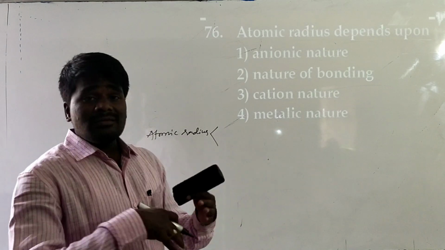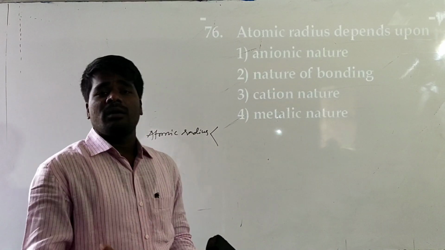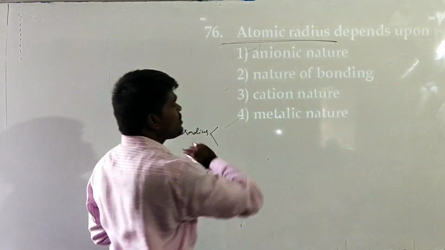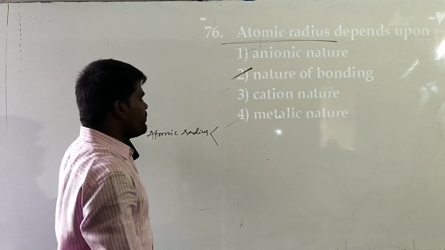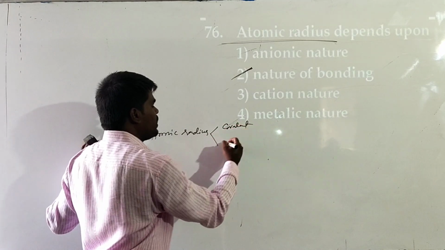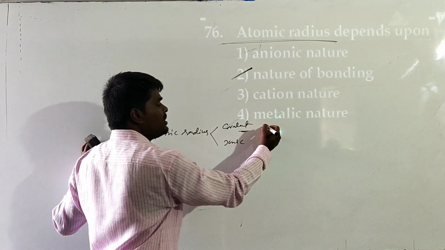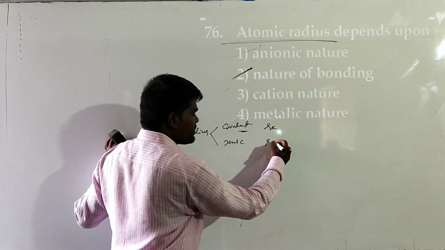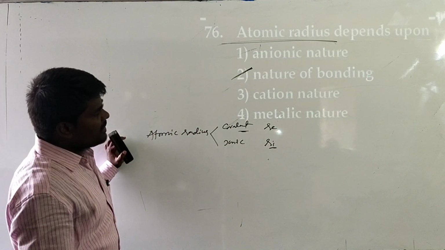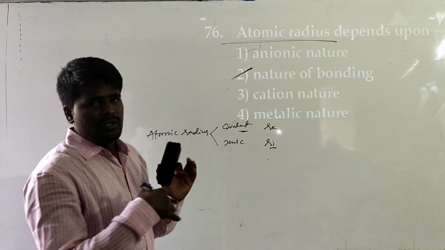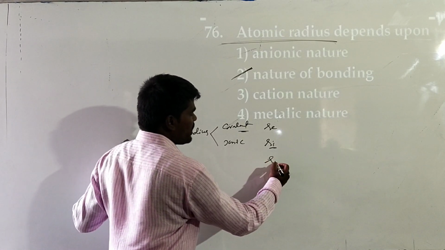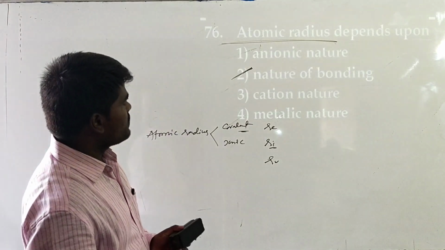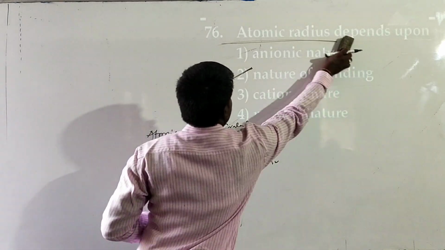So, as there are different types of bondings, there will be different types of atomic radius. The atomic radius of an element depends upon the nature of bond, whether it is forming a covalent bond or an ionic bond. If it is forming a covalent bond, its radius will be expressed as covalent radius. If it is forming an ionic bond, its radius will be expressed as ionic radius. If it is a noble gas element, generally we express it as van der Waals radius. It depends upon the nature of bond formed by the elements. So the answer will be nature of bond.